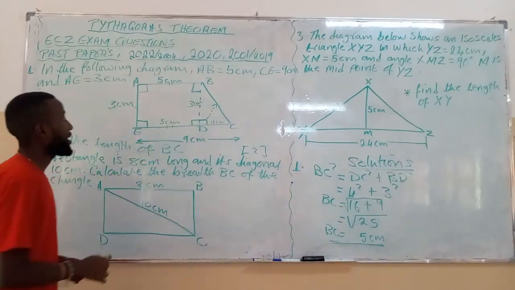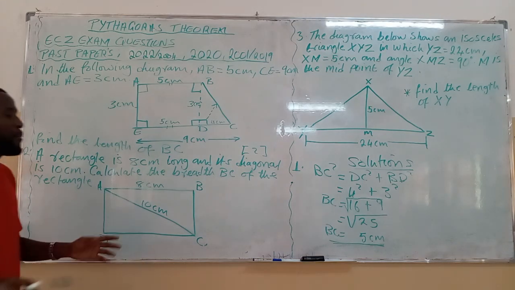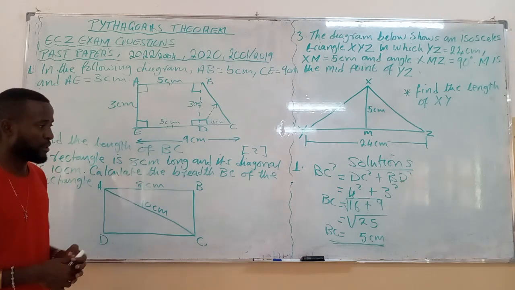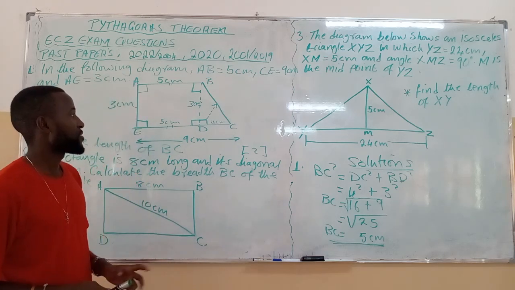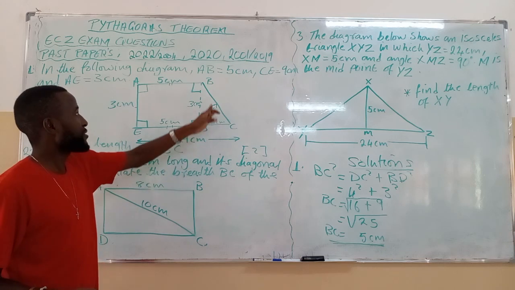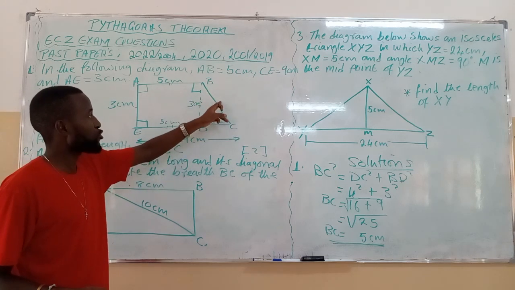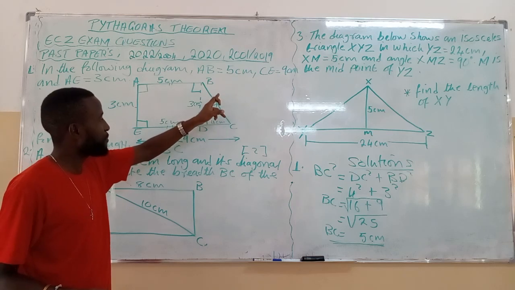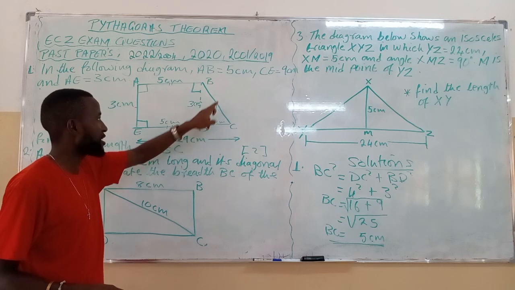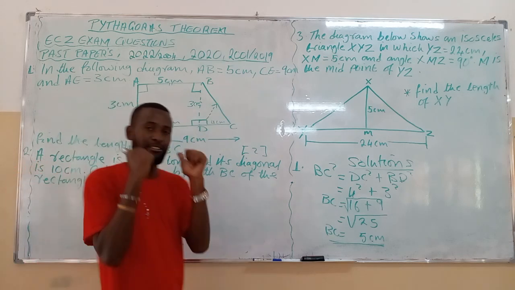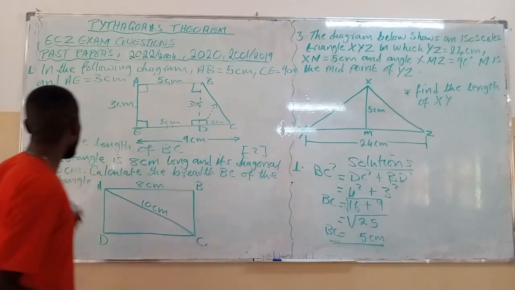Yes, this is 2 marks. This was a 2022 paper. Check it out in your ECZ app. You are going to find that this is a 2022 paper. Yes, BC is 5 centimeters. This makes sense because BC is the longest distance, so it's supposed to have the biggest value. Now this is 5, this is 4, this is 3. So 3 and 4 are smaller than 5. Hence, this is perfect. Now let's go on and answer question number 2.